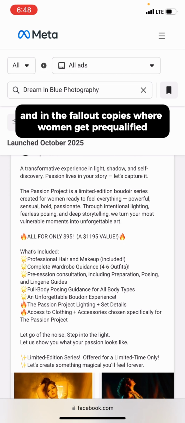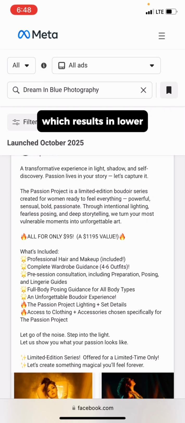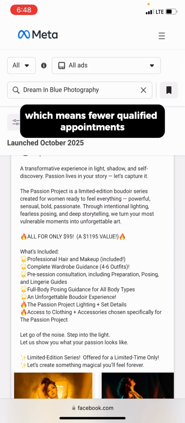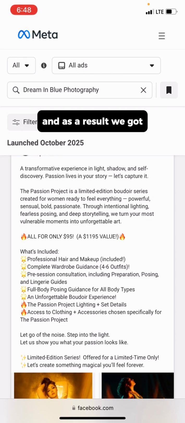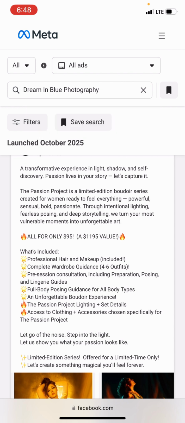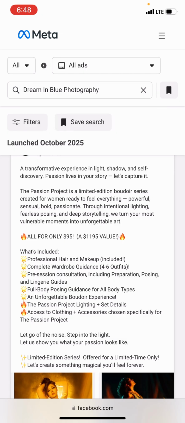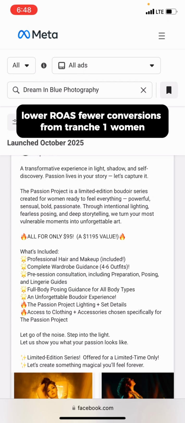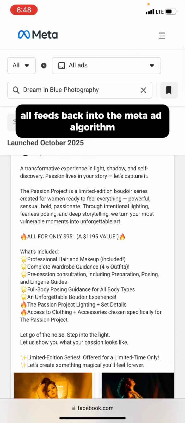And in the full ad copy, women get pre-qualified. So we're having fewer women get pre-qualified, which results in fewer qualified leads, which is fewer qualified appointments. And as a result, we endure more ghosting, more price hunters, more price objections, more tire kickers. And all this results in lower sales, lower bookings, lower revenue, lower ROAS, fewer conversions from tranche 1 women. All of it feeds back into the meta ad algorithm.